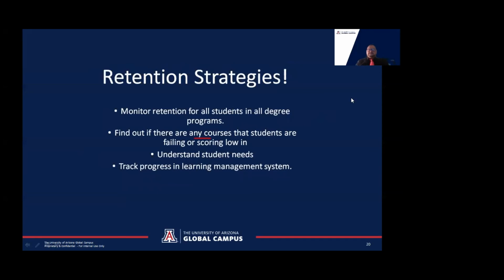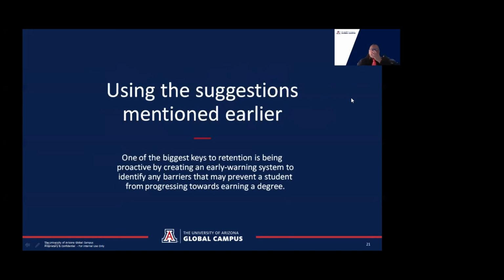Some retention strategies: monitor retention for all students in all degree programs. Find out if there are any courses the students are failing or scoring low in. Understand student needs and track progress in the learning management system. That'll also help with retention. One of the biggest keys to retention is being proactive by creating an early warning system to identify any barriers that may prevent a student from progressing towards earning a degree.